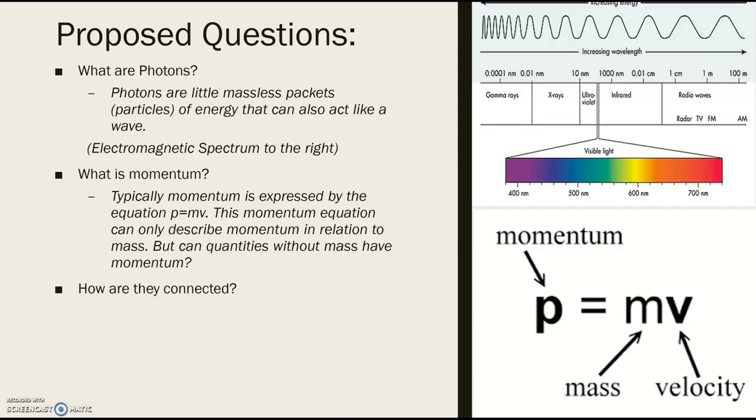So, what is momentum? Well, typically, momentum is expressed by the equation P equals mv, where P is momentum, m is the mass of an object, and v is the velocity that it's traveling at. The momentum equation can only describe momentum in relation to mass, though. Can quantities without mass have momentum, though? If so, how are photons and momentum connected? That's a question we're going to be answering throughout our presentation today.